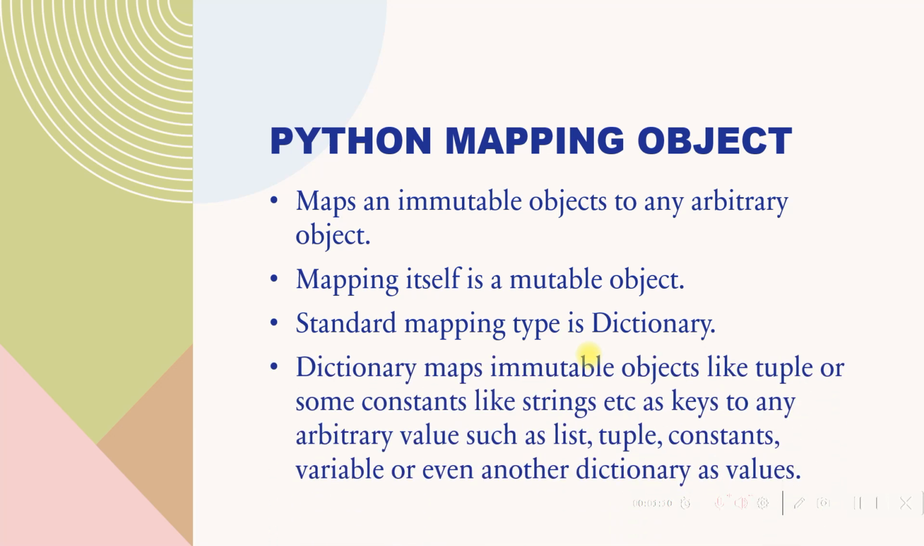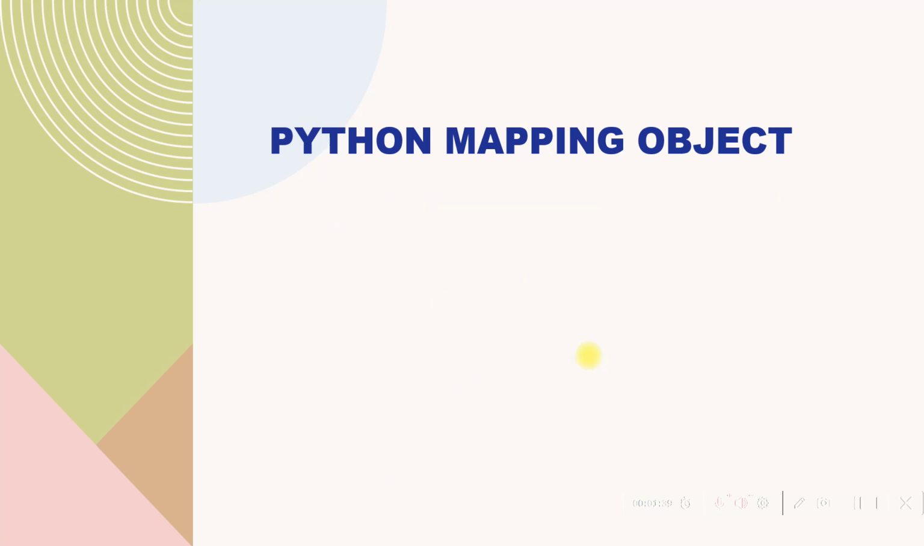Now what is a dictionary? A dictionary is used to map immutable objects like tuples or constants like strings. These immutable objects, which are used on the left side of the mapping, are referred to as keys. And this dictionary maps keys to any arbitrary value like a list, tuple, constant variables, or even another dictionary, and we call them values. Now let's see the syntax of the dictionary. A dictionary is a key value pair. We separate the key and value using a colon, and we define the dictionary using curly braces.